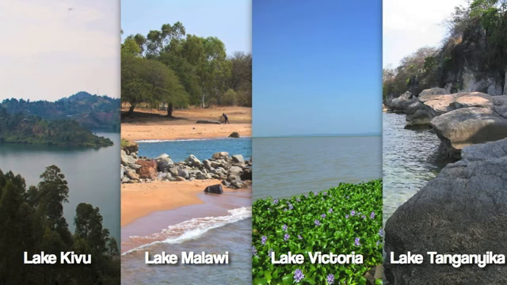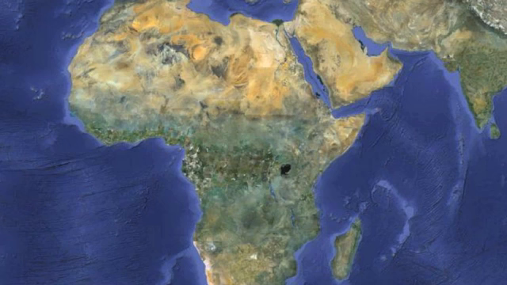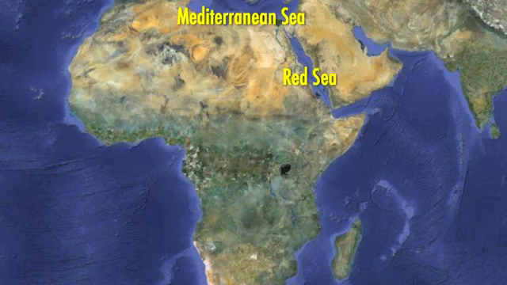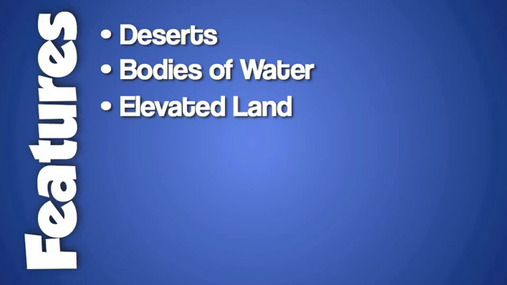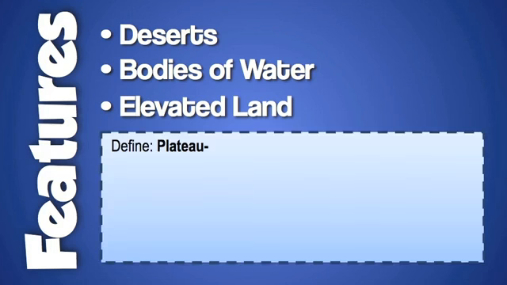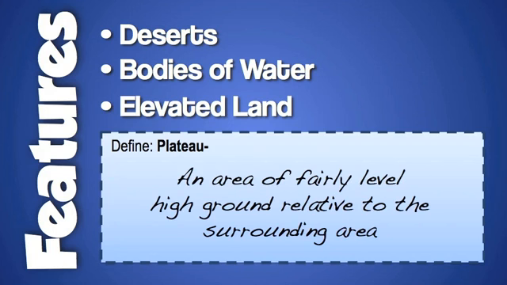But in addition to these lakes, you also have to recognize the major bodies of water that form the border around Africa, including the Mediterranean Sea and the Red Sea, and of course, the Atlantic Ocean and the Indian Ocean. Then there's elevated land. Now, the first thing that we need to address here is that Africa is a plateau. What is a plateau? That's an area of fairly level high ground relative to the surrounding area. And we're saying that all of Africa is a plateau, meaning that Africa itself is elevated land.